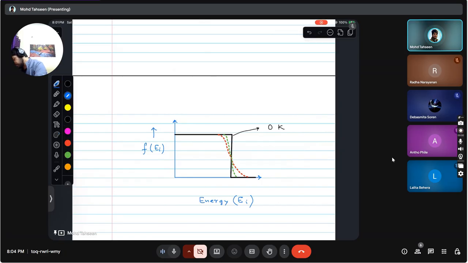Right, so in black it is T naught equal to 0 Kelvin. Again it's looking okay. Then in the blue I have T1, which is greater than T naught, and in red I have T2, which is greater than T1.